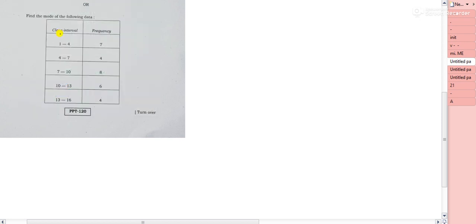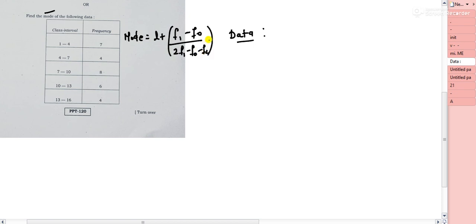So in exam, there is no need of writing this table for mode. Okay, you can just write the data. But before writing the data, write the mode formula. What is mode formula? It is L plus f1 minus f0 divided by 2 f1 minus f0 minus f2 whole bracket closed into h. Right? Now write the data.